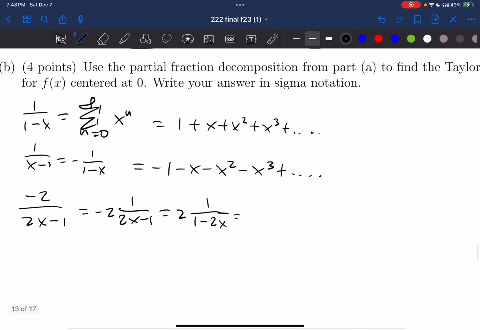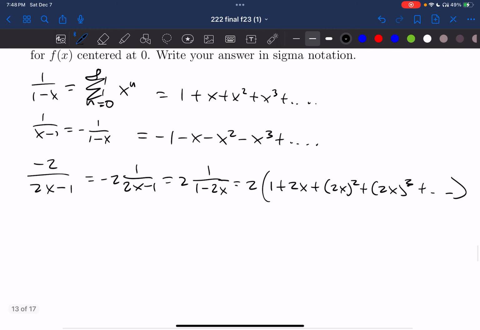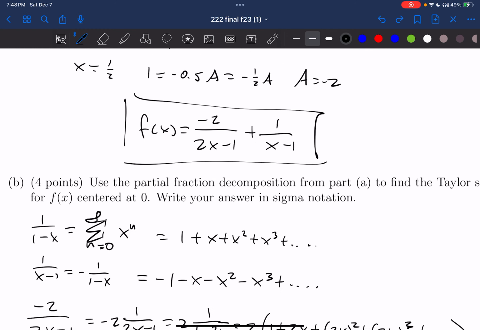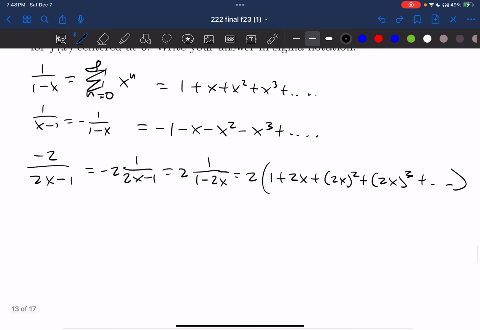So if we multiply everything here by a 2, like this, and then replace every x we see with a 2x, that should theoretically work. Or this one, I mean. So it'd be 1 plus 2x plus 2x squared plus 2x to the 3rd power plus dot dot dot, so on. Now we just need to add these two together, and that should be right, I think.